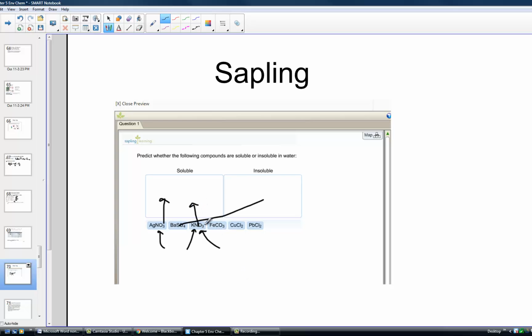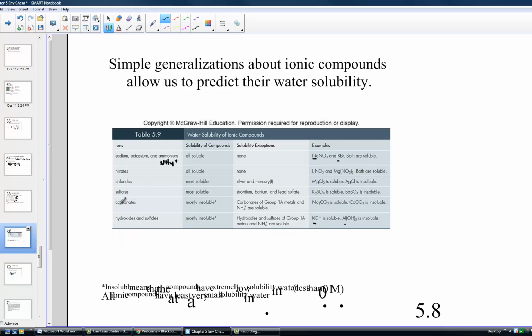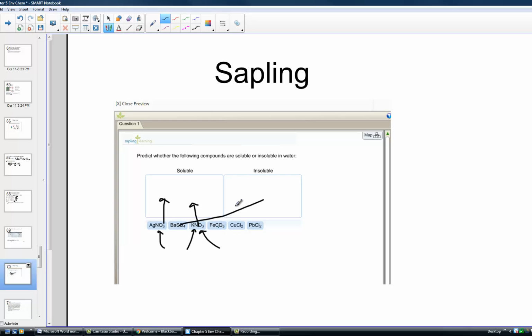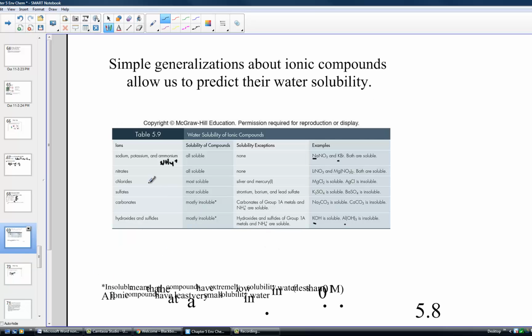How about iron carbonate? Well, carbonates are insoluble unless you're a first family metal, but iron is not. Iron is a transition metal, so it's not going to dissolve. How about copper chloride? Chlorides are soluble unless it's silver or mercury, and I'm even going to include this for you. Add this onto your chart: lead chloride is not soluble either. It's a heavy metal chloride. It will not dissolve.